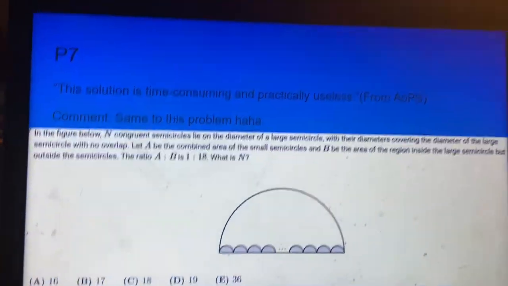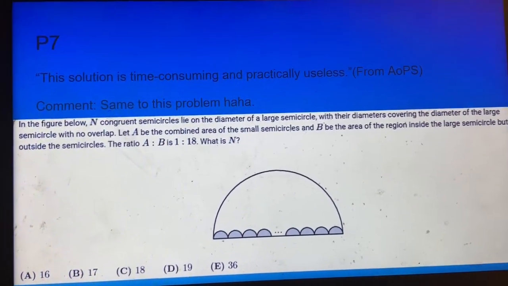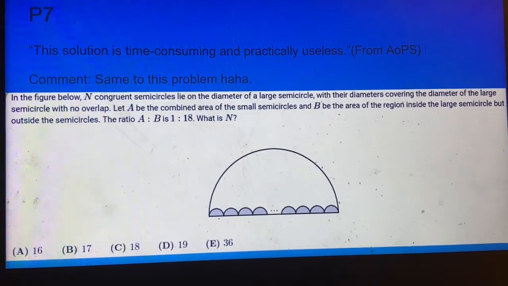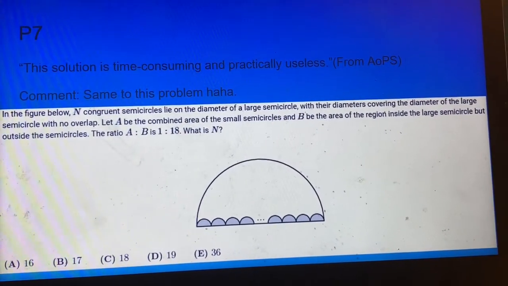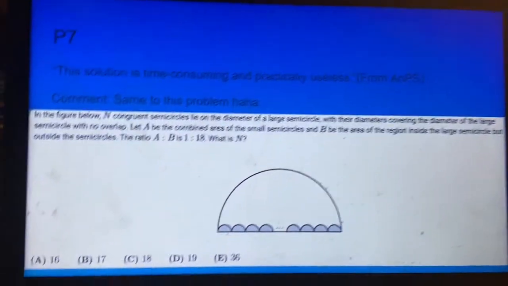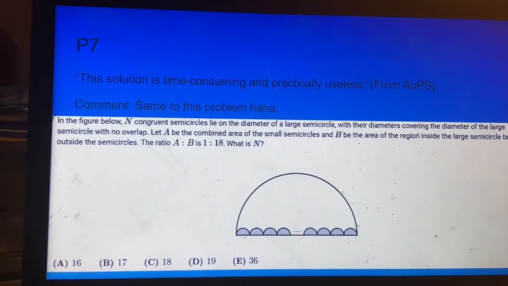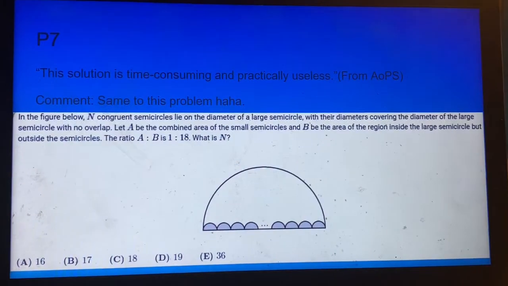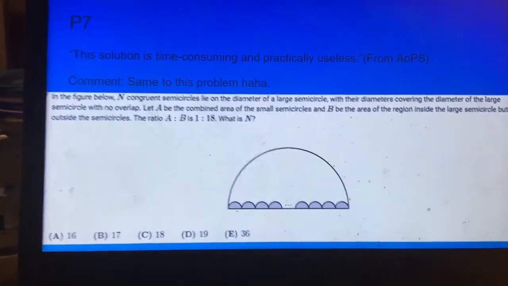Problem 7. An AoPS user writes the solution for this problem and he says the solution is time-consuming and practically useless. And I think the same applies to this problem.